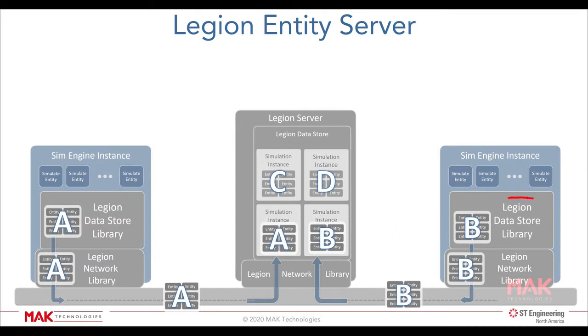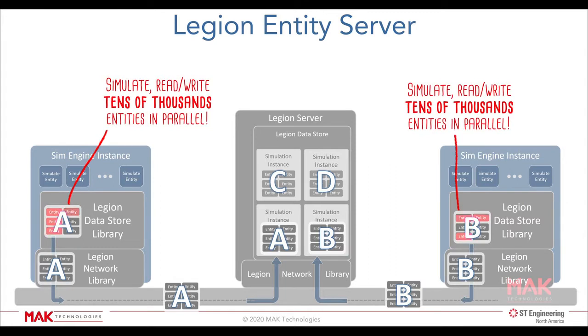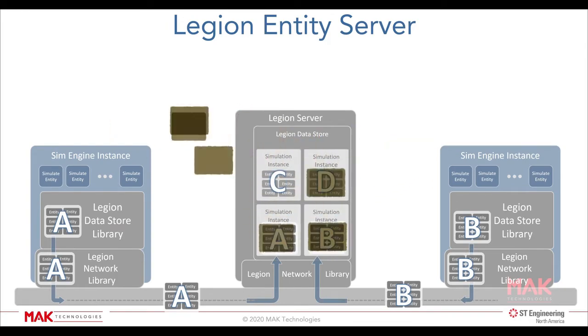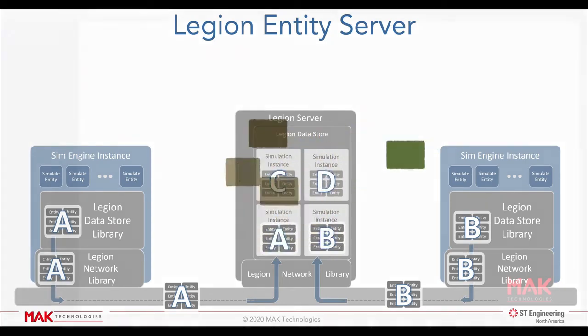The thread-safe data store library allows each simulation engine instance to simulate, read, and write tens of thousands of entities in parallel, taking full advantage of today's multi-core hardware. The optimized network library continuously synchronizes each sim engine's local data store to the authoritative copy on the Legion server. And the powerful Legion server mirrors the full state of the Federation and serves required data to each connected client based on its specific interest and subscription.